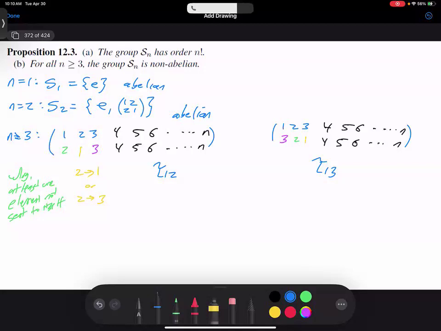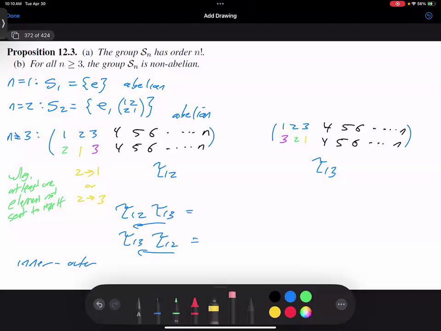All right, let's see if this works. So I've got my 2 different products. I have tau 1, 2 tau 1, 3, and then tau 1, 3 tau 1, 2. And you always do it inside or inner than outer. You start on the far right and you move outward in terms of how you're doing the multiplication. So I only have to worry about what it does to 1, 2, 3. So I want to figure out what the impact of these are going to be.